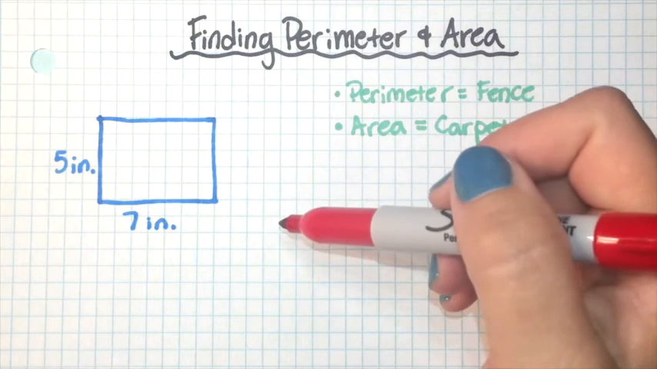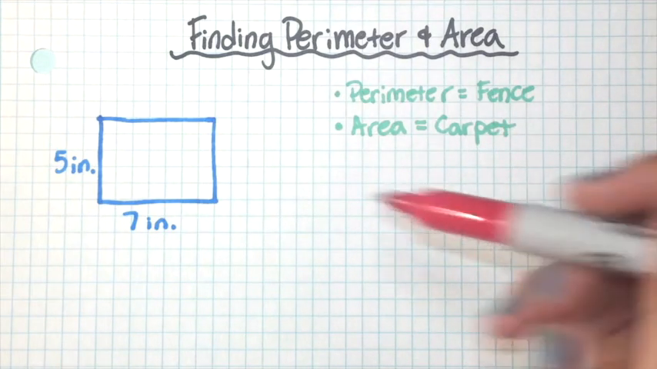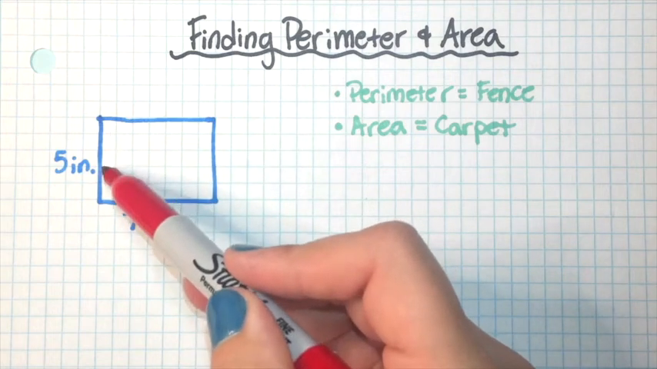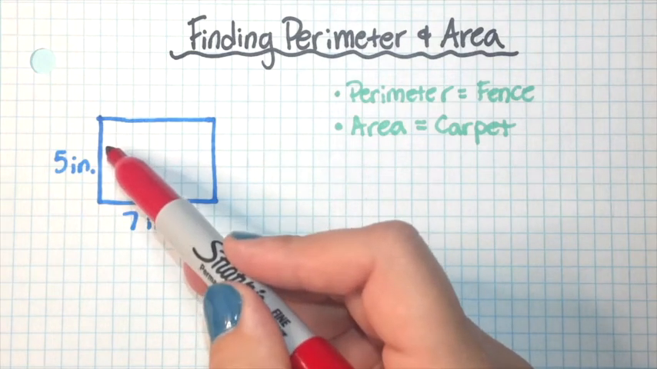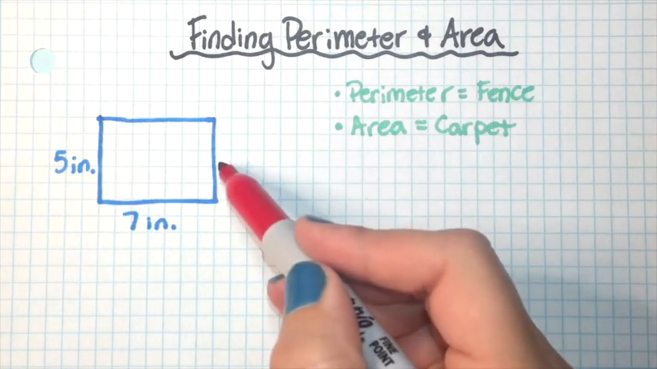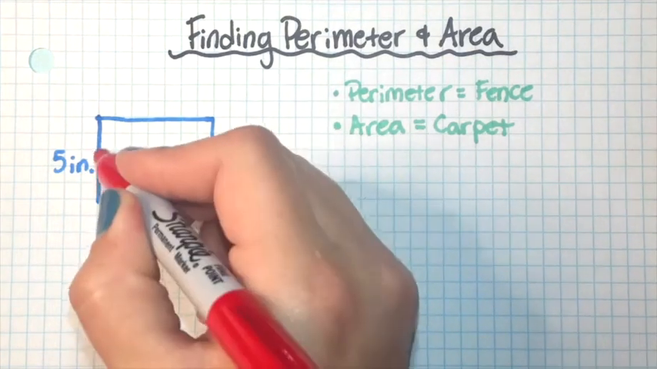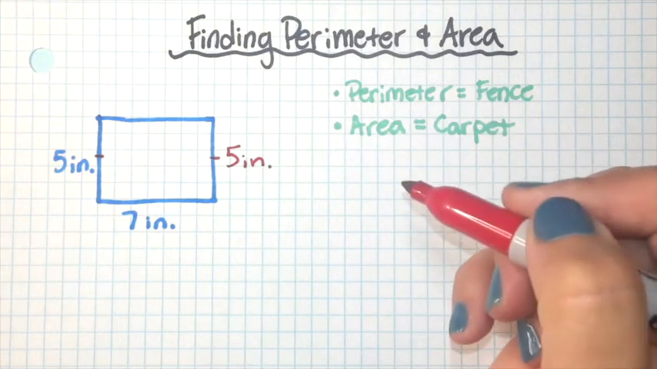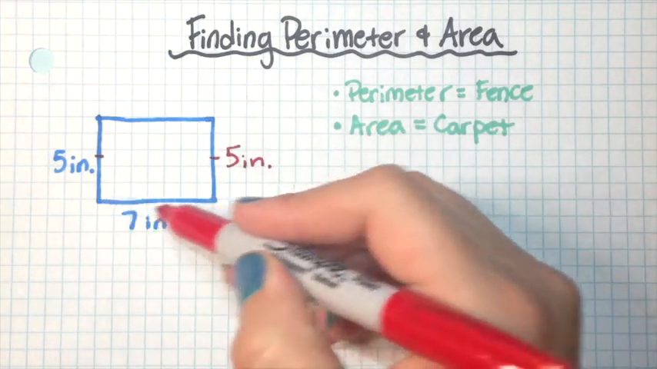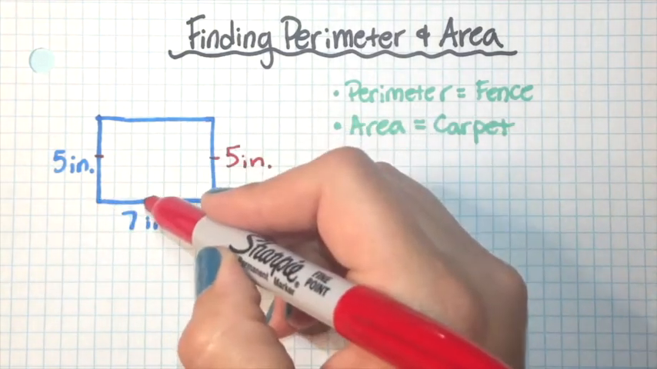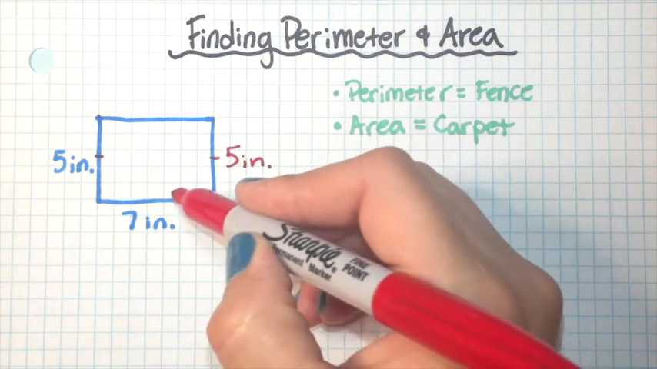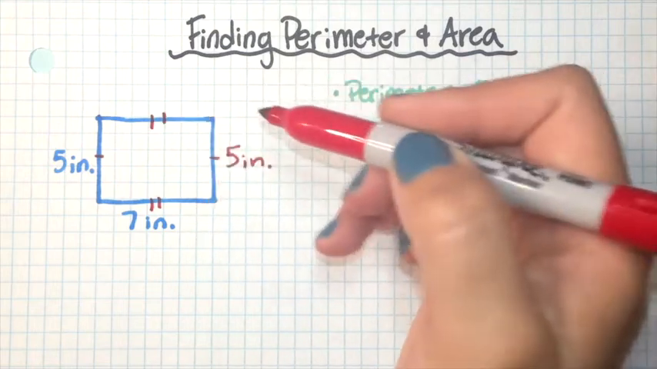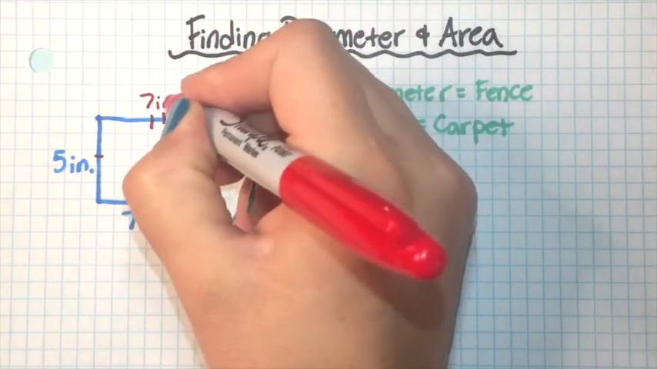Now from here, if this side is 5 inches, 1, 2, 3, 4, 5, we'll pretend these are each inches, then this side of the rectangle is also 5 inches. If this side of the rectangle is 7 inches, 1, 2, 3, 4, 5, 6, 7, then this opposite side is the same, 7 inches.